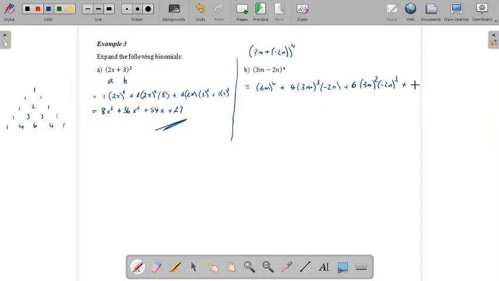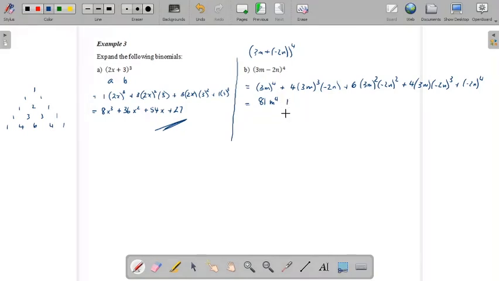And the next one here, 4 is our next coefficient, times 3m to the power of 1 times negative 2n to the power of 3 now. And then the last one is plus 1 times negative 2n to the power of 4. And we're going to expand these here. So 3 to the power of 4 is 81 m to the power of 4.